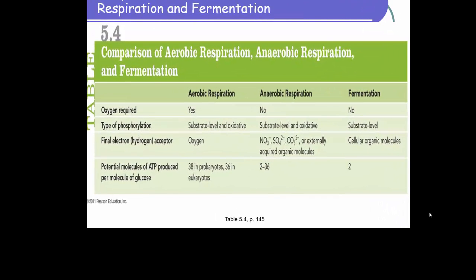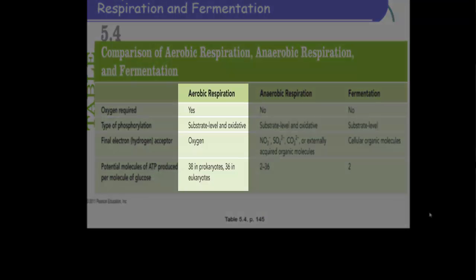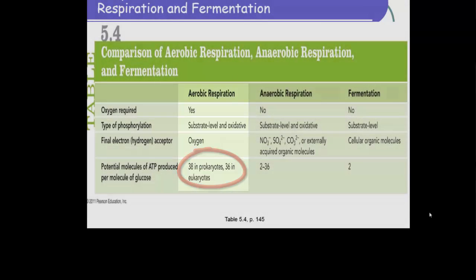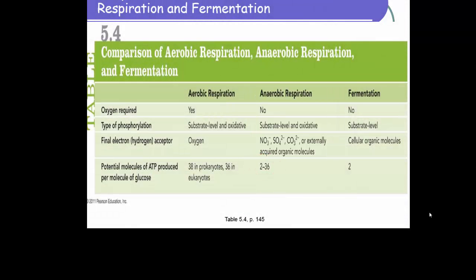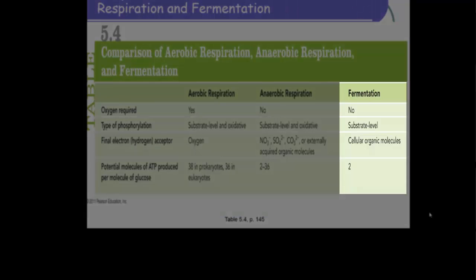Here's a comparison of aerobic and anaerobic respiration and fermentation. One thing to note is that aerobic respiration is the highest producer of ATP: 38 in prokaryotes, anywhere from 28 to 36 or so in eukaryotic cells. Anaerobic respiration, depending on the final electron acceptor, you'll have anywhere from 2 to 36 ATP produced. However, fermentation only produces 2, so it is the least efficient ATP production pathway.